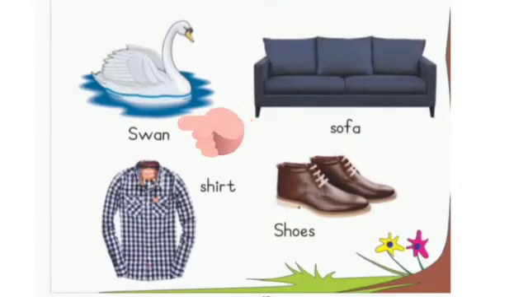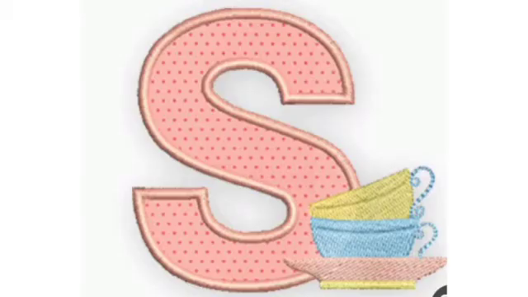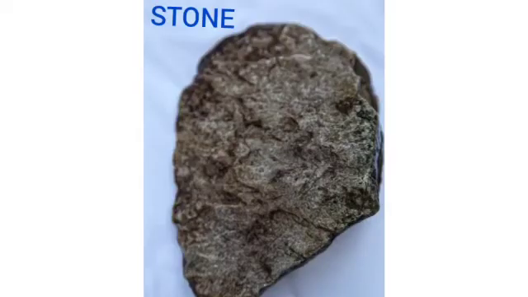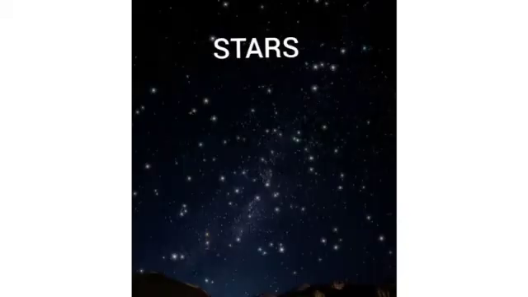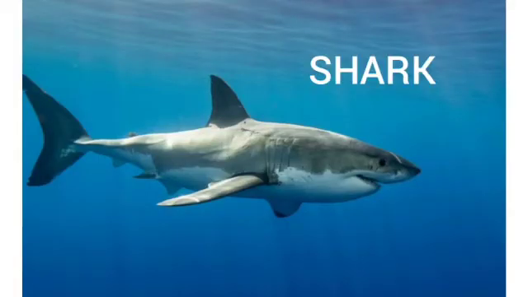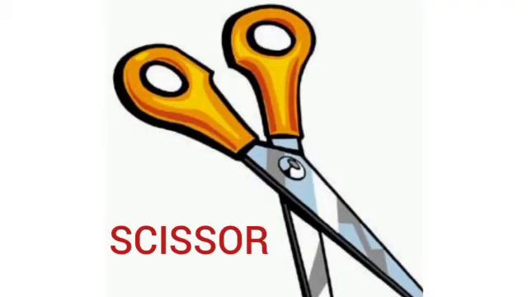S for swan. S for sofa. S for shirt. S for shoes. Let us see some more words related to alphabet S. S for stone. S for stars. S for shark. S for scissor. S for six.